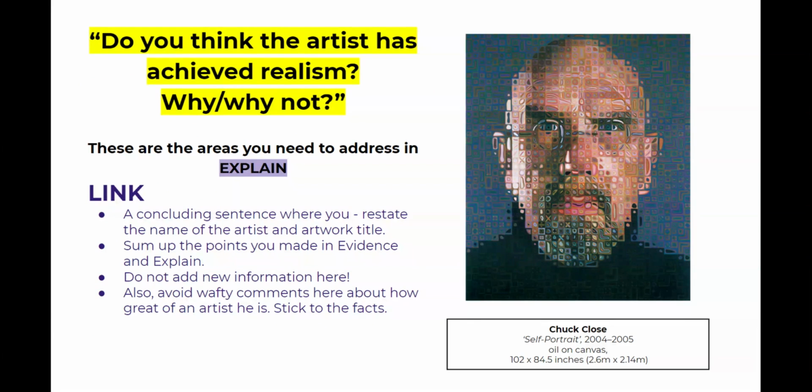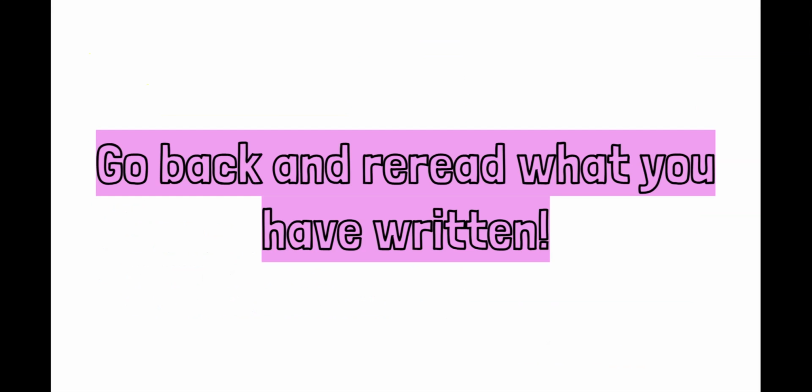So, and then in link, do you think the artist has achieved realism? Why not? This is a concluding sentence or two where you restate the name of the artist and their artwork title. You sum up the points you made in evidence. You do not add new information here. You also avoid waffly comments like how much of a great artist he is and it's such a masterpiece. Please stick to the facts and only mention what you talked about in evidence and explain. Don't give waffly comments here, please.